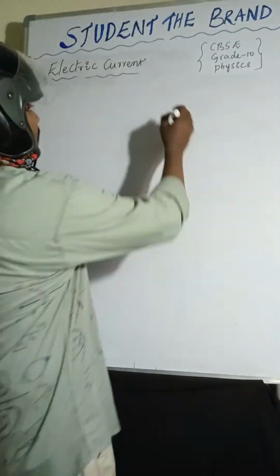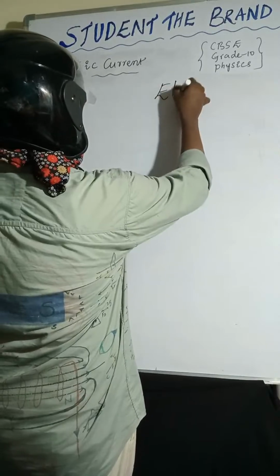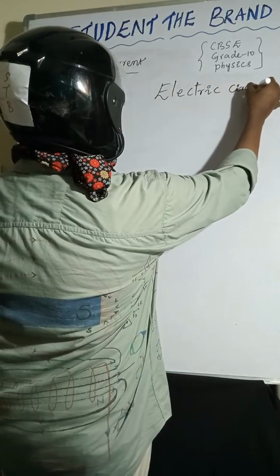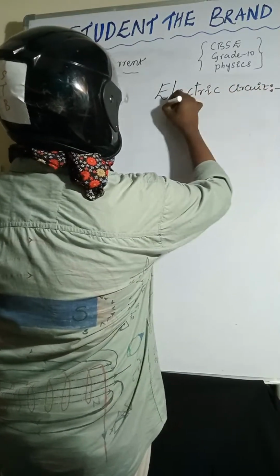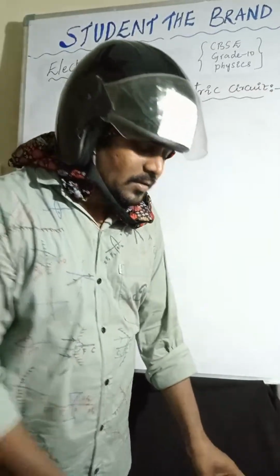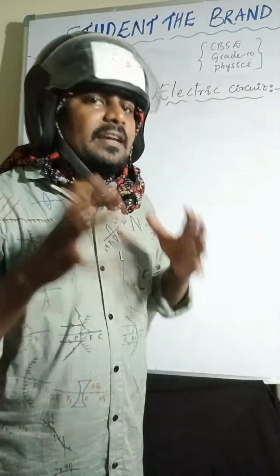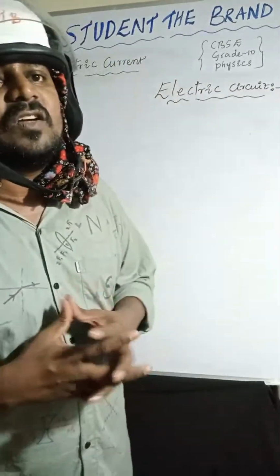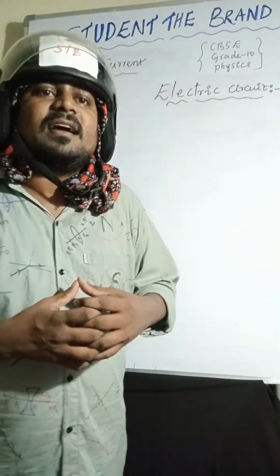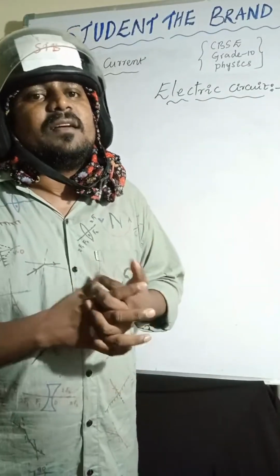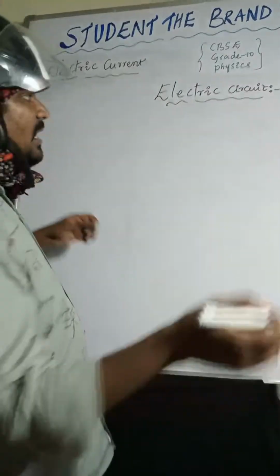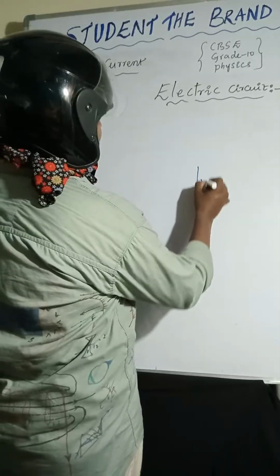So electric circuit. A continuous and closed path of an electric current is known as an electric circuit. So till now we discussed this.